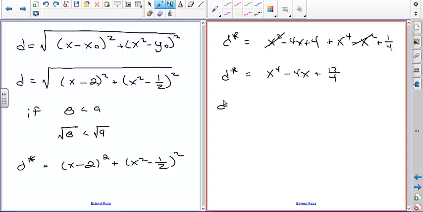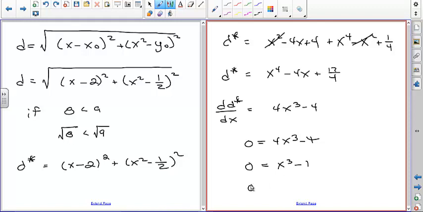So you take the derivative. If I take the derivative, unfortunately I have the same letter here, but the derivative of d star with respect to x, what I'll end up with is 4x cubed minus 4 plus 0. So that's my first derivative. I set that equal to 0. And I can divide by 4, so I'll get x cubed minus 1.